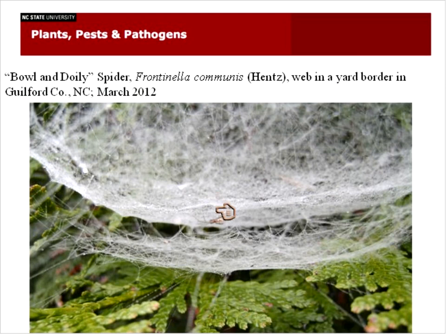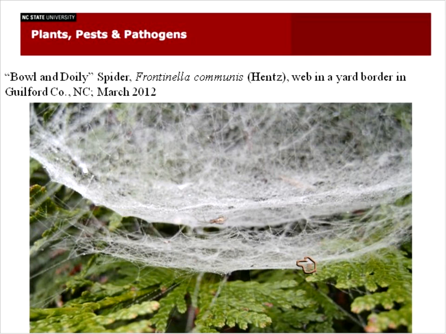This is a close-up of the web. You can actually see the spider down here. I believe this is either an arborvitae or a Leyland cypress, perhaps. It's where it gets named bowl and doily. You've got the upper part of the web here shaped kind of like a bowl, and underneath a flatter sheet web shaped like a doily.